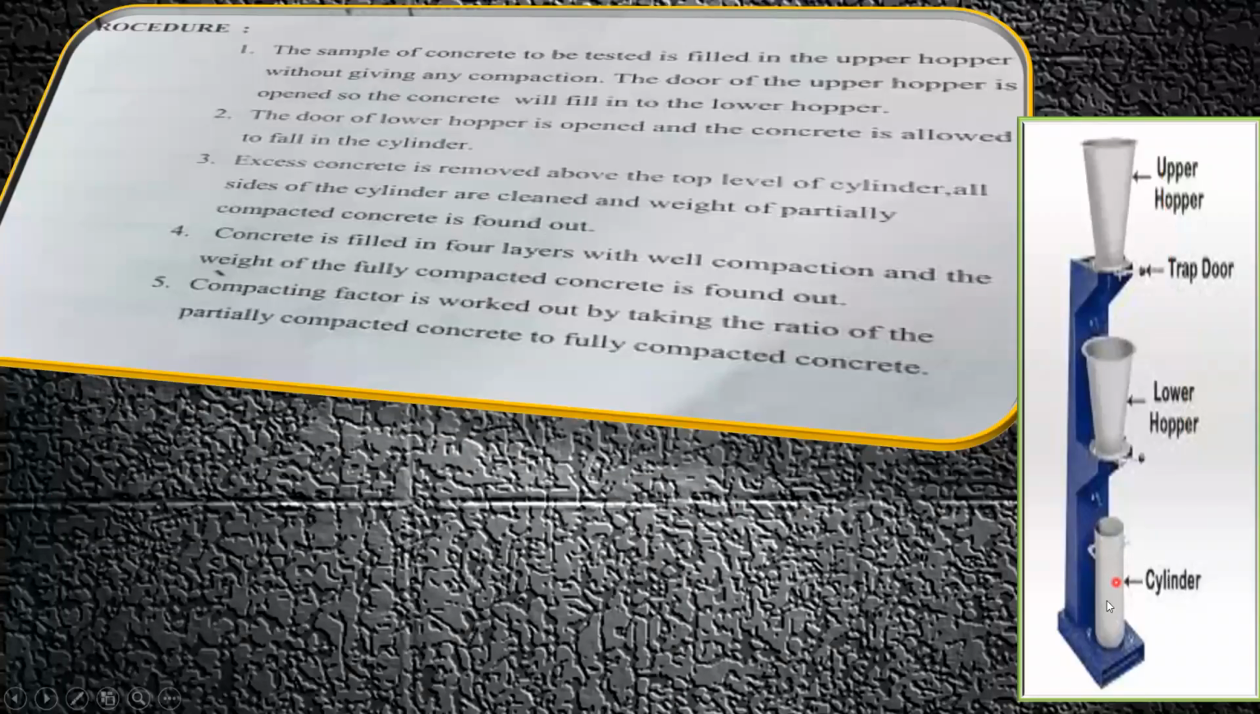So first you have to weigh the container, and we already weighed this container. If I go back, this container, that is a cylinder, I already weighed it, and it was found to be 13 kg. So the weight of partially compacted concrete, I'll take W1, and it is 25 kg. I have to measure it. Then the weight of fully compacted concrete, W2, is 26.5.